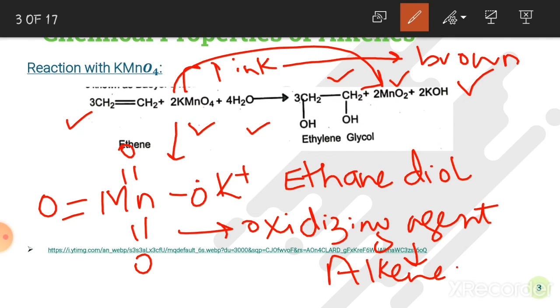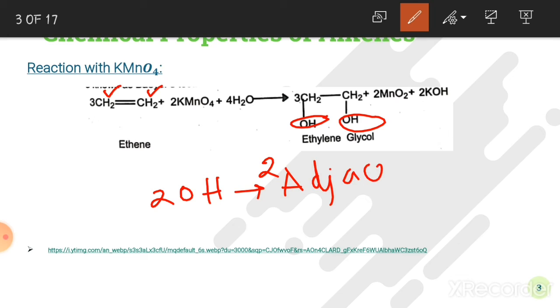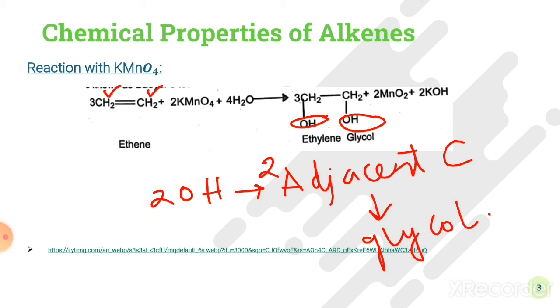If you look at this chemical reaction, you may see here that these two hydroxyl groups are being attached to these two carbon atoms. So in any chemical compound, if two OH groups are attached to two adjacent carbon atoms, then that organic compound will be called a glycol. So this was the chemical reaction of alkene with potassium permanganate.